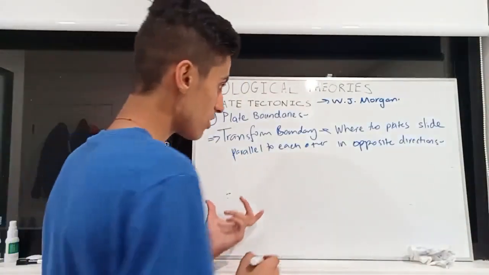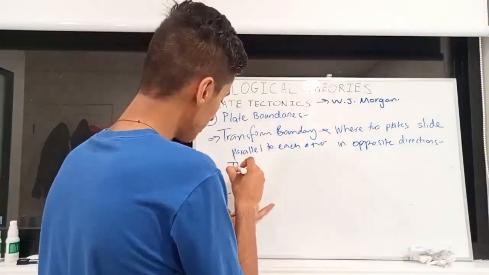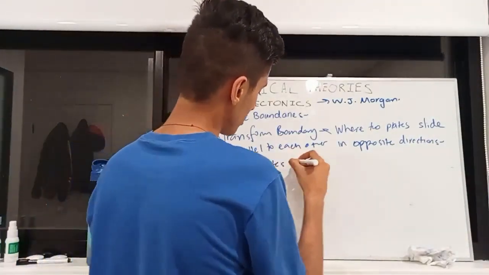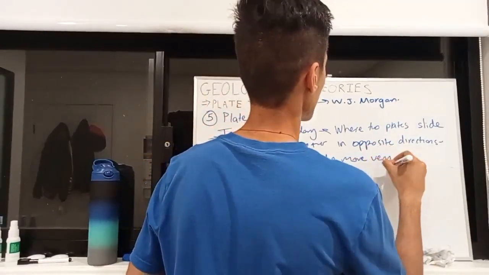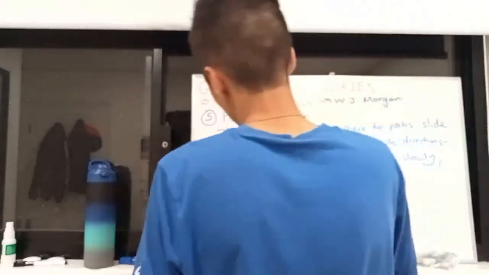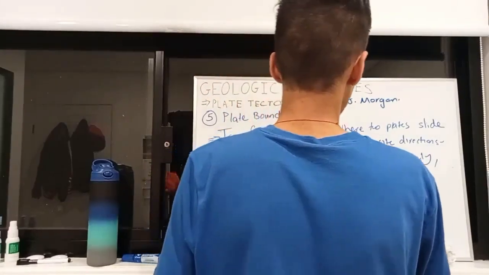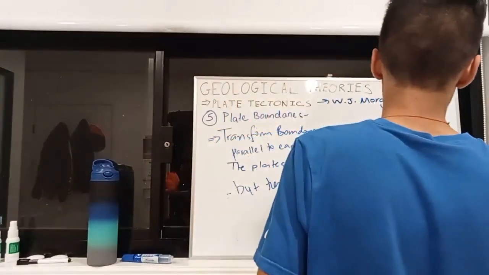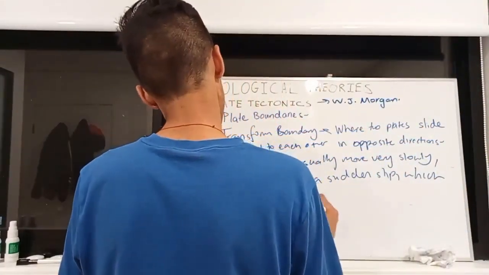So they move very slowly in opposite directions. The plates usually move very slowly, but there's a sudden slip, which causes an earthquake.